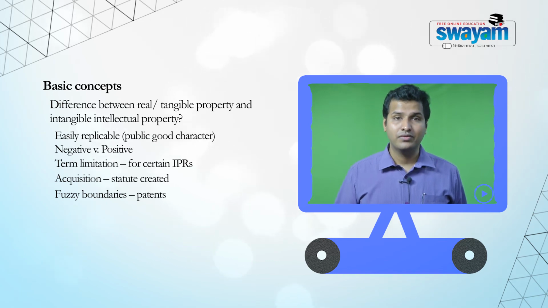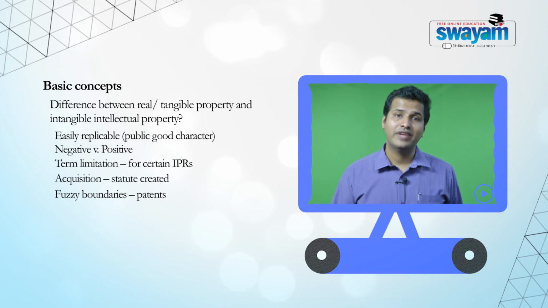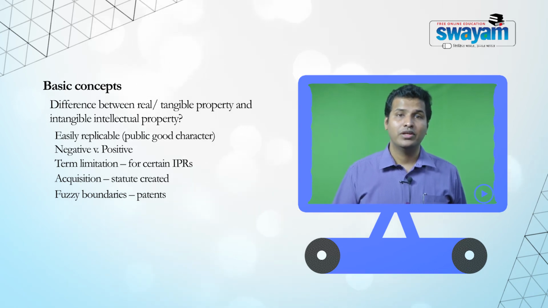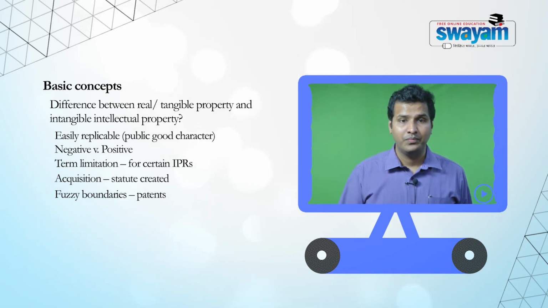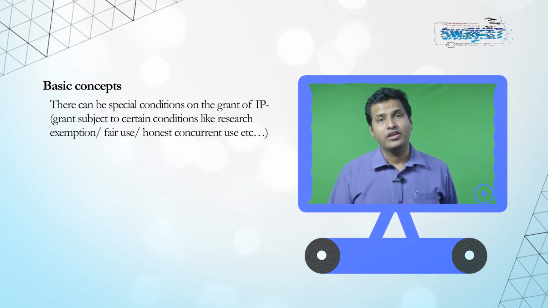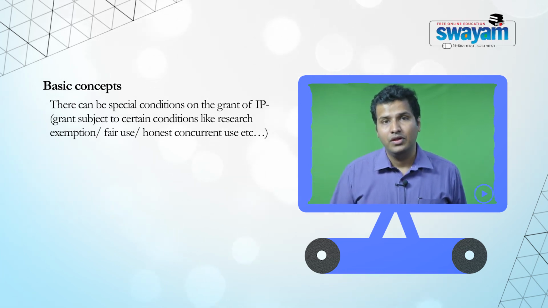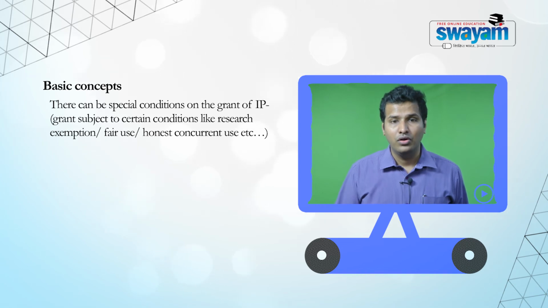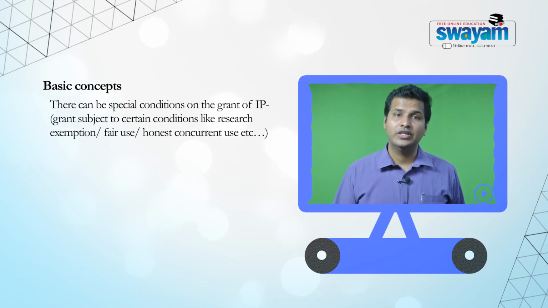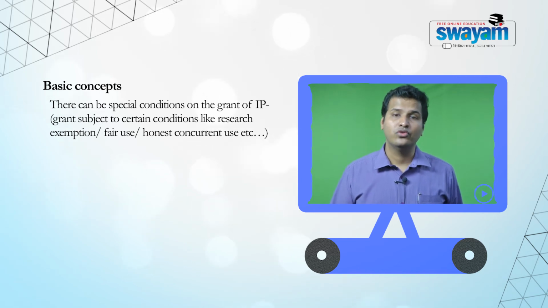fuzzy, and this is very unique to patent law, unlike in the case of landed property, where there might not be much of an argument over the boundary, and the boundary specifically gives the public a kind of notice regarding the exact boundaries. There can also be certain specific conditions on the grant of intellectual property. So, even before you grant intellectual property rights, they may be subjected to conditions which you cannot refuse post grant.